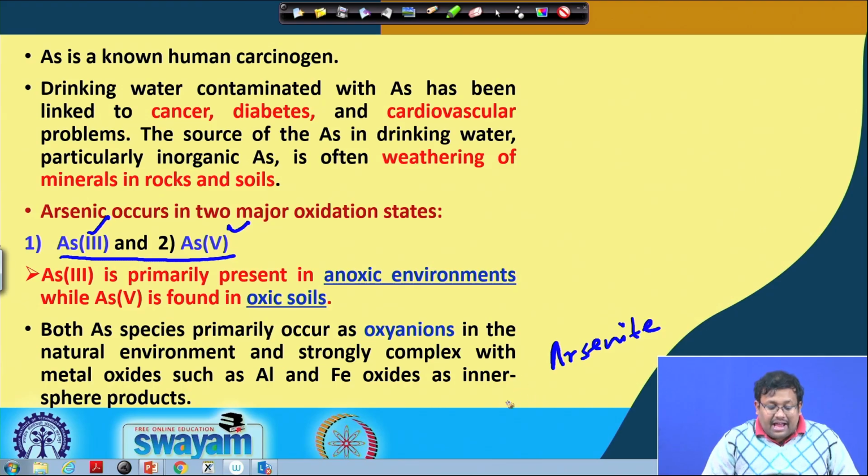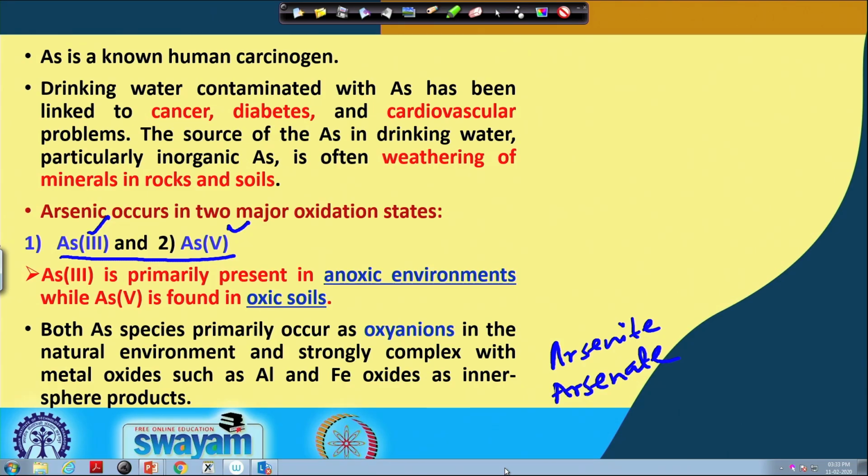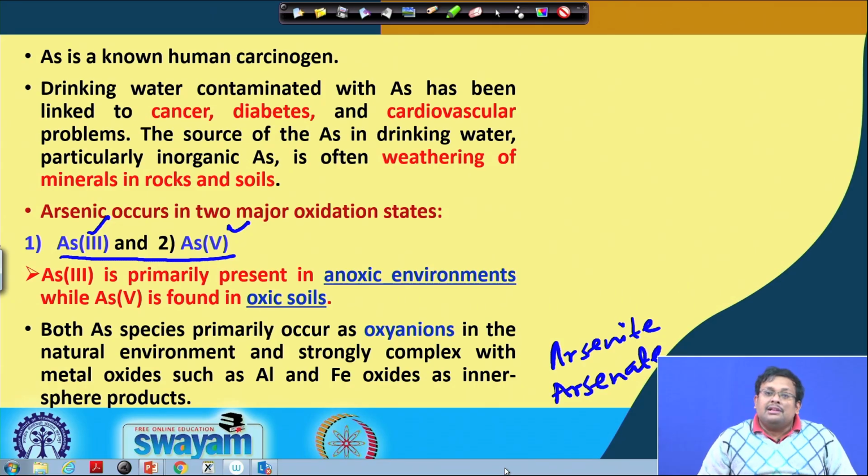and As5+ is known as arsenate. Remember that between arsenite and arsenate, arsenite is comparatively more toxic. So, we should be more careful if there is a presence of arsenite. Arsenite has a lower oxidation number, so it is mainly prevalent in anoxic environments where there is little or no oxygen, while arsenic 5, or arsenate, is found in oxic soil because it is the oxidized form.